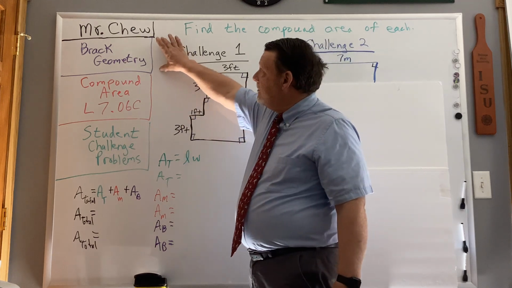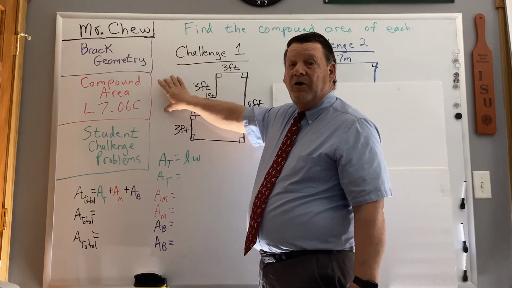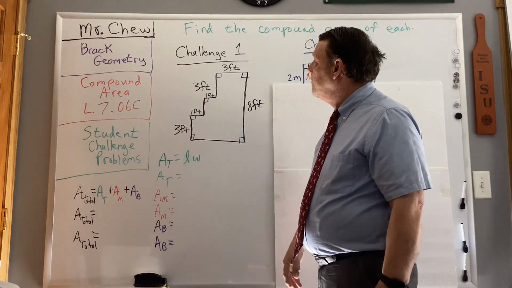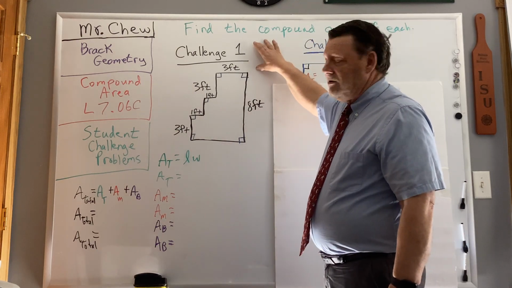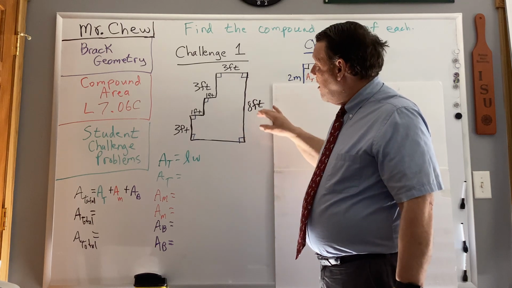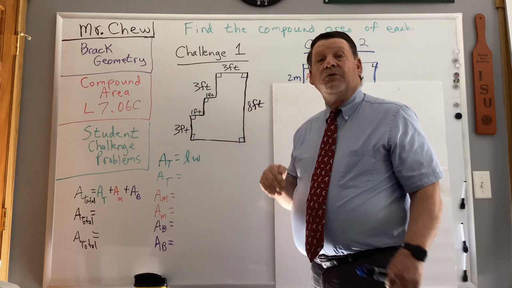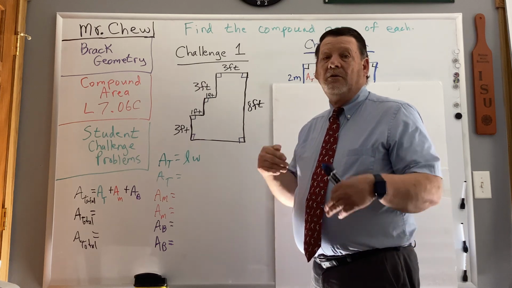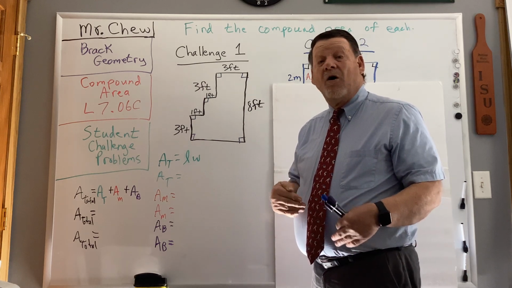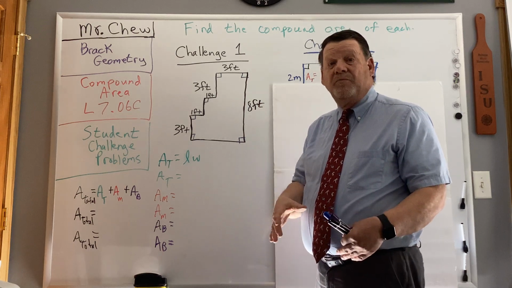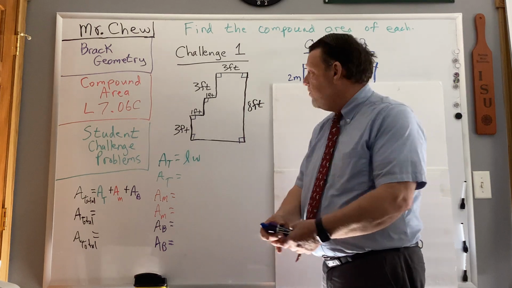We're going to talk about bracket geometry, compound area, and we're going to be working student challenge problems 1 and 2. Anytime that you have a challenge problem that is a compound area problem, you divide this problem into easy, simple figures so that you can figure all the areas of each simple figure, add them up, and that sum would be the area of the compound figure.